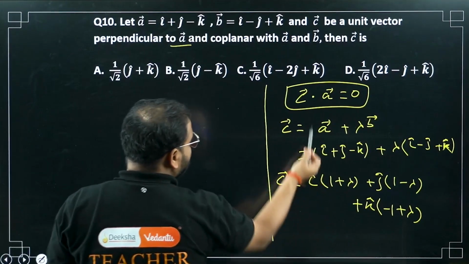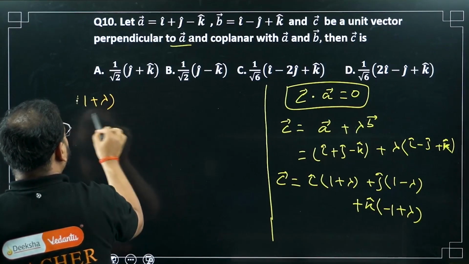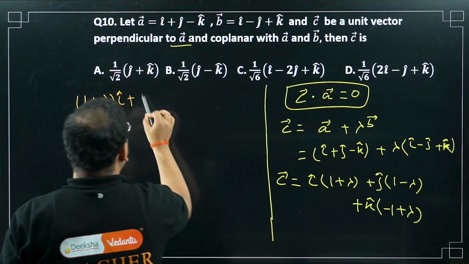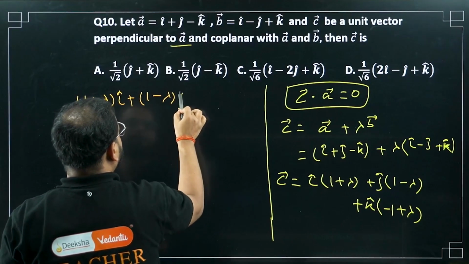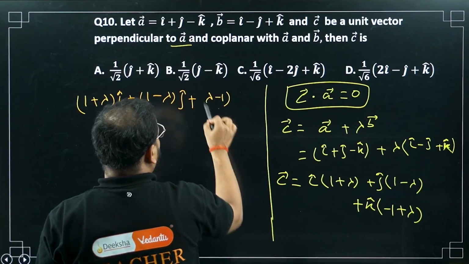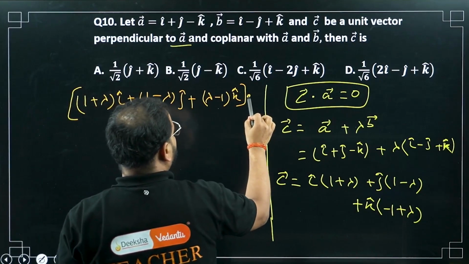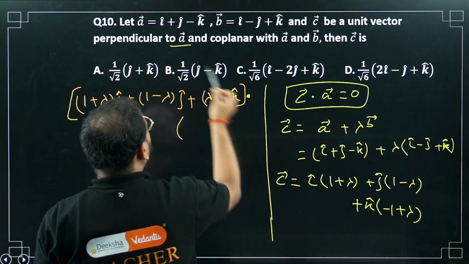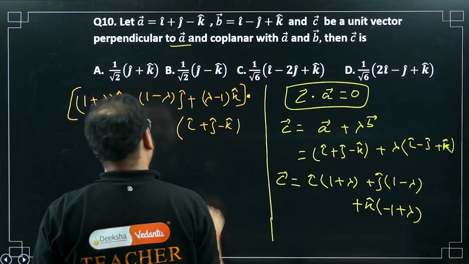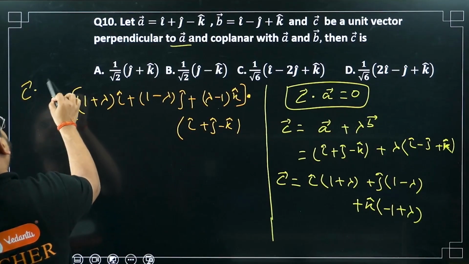Take the dot of this with A. So I'll write it like this: 1 plus lambda times i cap plus 1 minus lambda times j cap plus lambda minus 1 times k cap, this whole thing in the dot product with A, which is i cap plus j cap minus k cap. What is this going to be? This is C dot A.